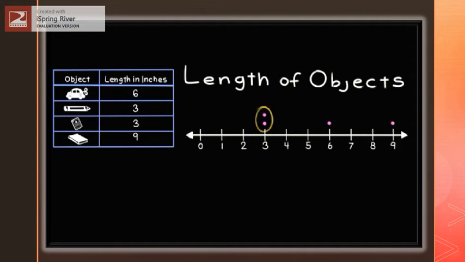The line plot shows 2 dots at 3 inches. That means 2 objects are the same length, 3 inches. That's some good data. You see, line plots are easy. I bet there's even more you can do with line plots. Stay tuned as the plots thicken.